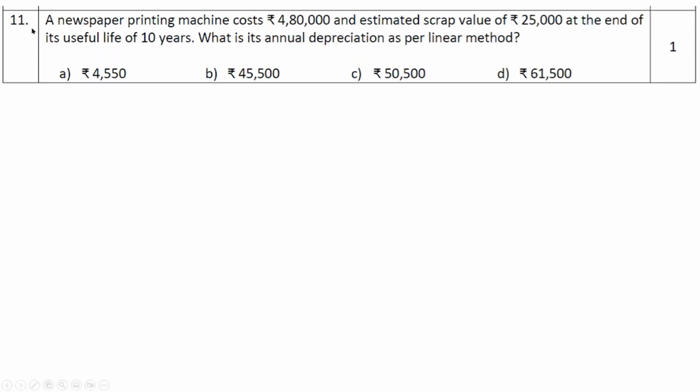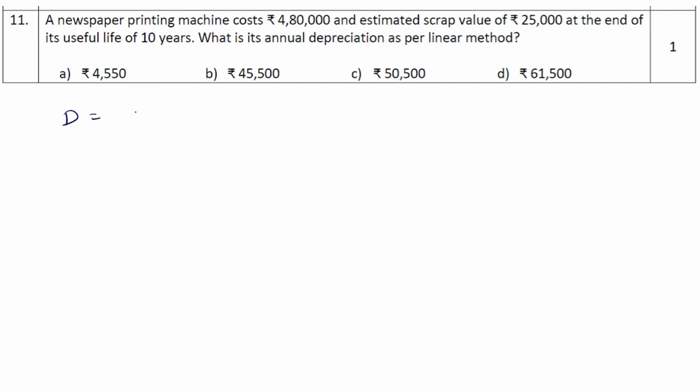Next question. A newspaper printing machine cost rupees 4,80,000 and has an estimated scrap value of rupees 25,000 at the end of its useful life of 10 years. What is the annual depreciation as per the linear method? So this is very easy. We know the formula for annual depreciation. Here we have the cost of the machine, the scrap value and the useful life. When we substitute all these, we will get the value of depreciation.